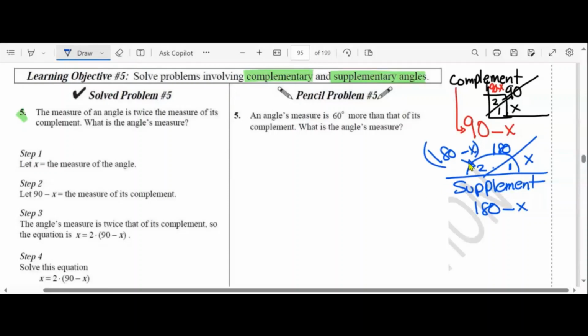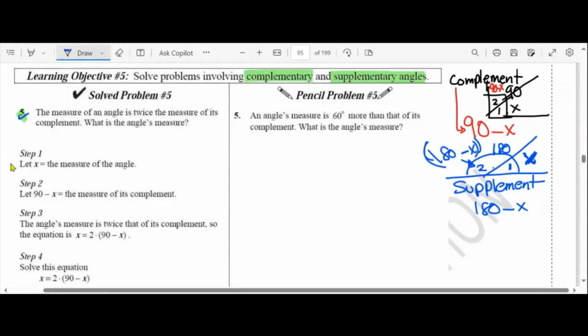This angle, angle number 2, because this angle is x. Okay, is this clear? So now, can you please read this again? Same thing. The measure of an angle is twice the measure of its complement. What is the angle's measure?